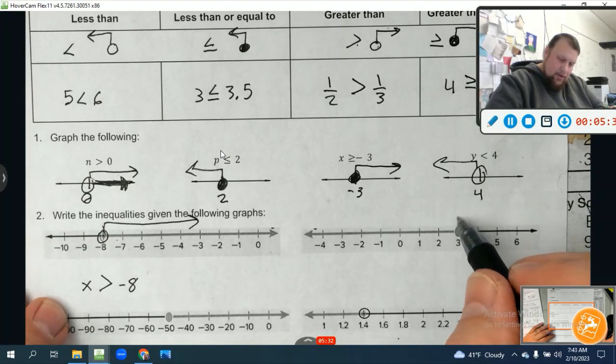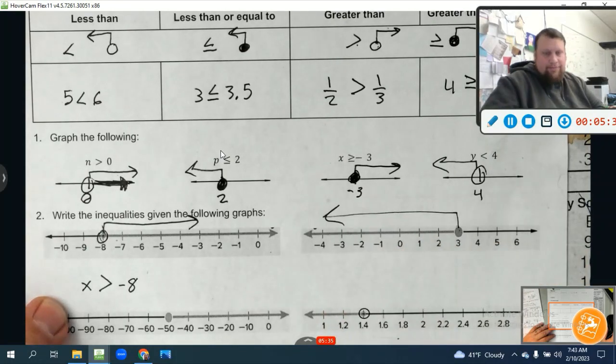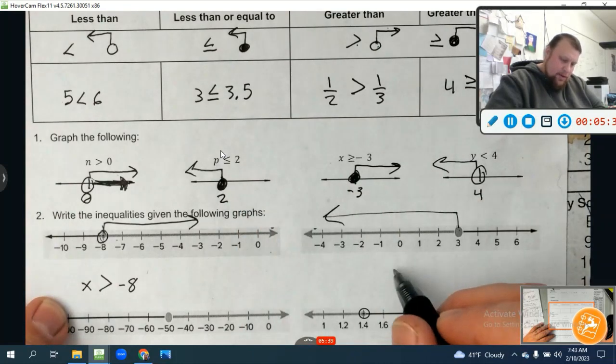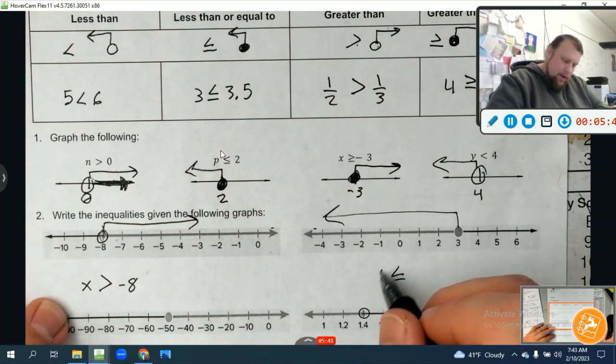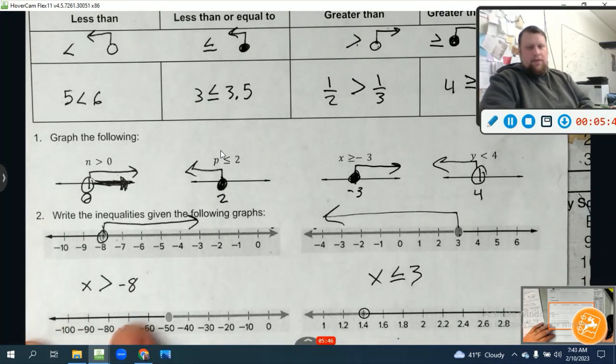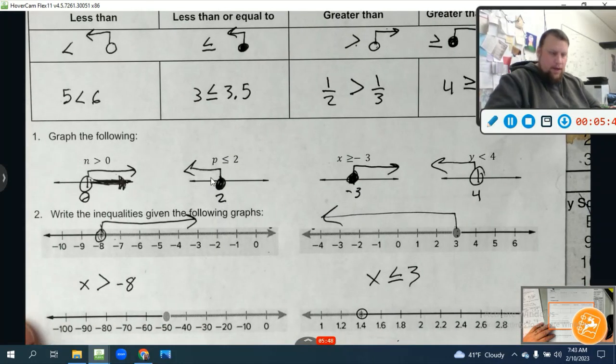This is a closed dot and everything to the left. What is a closed dot to the left? That's less than or equal to. So we know this is less than or equal to. We're going to have x is less than or equal to what? What number are we on? 3. Take a minute and see if you can do these two. Ready, set, go.